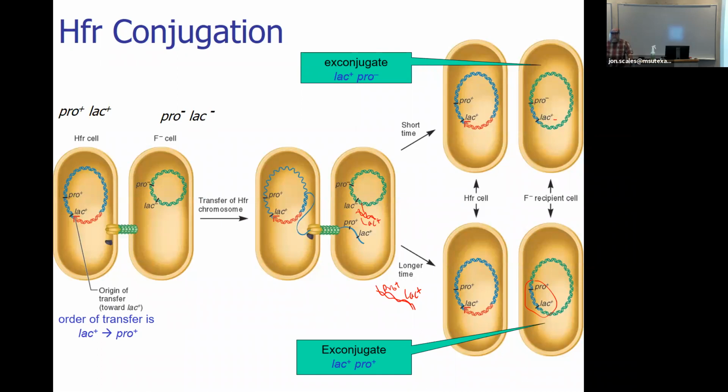So what are you doing? You're basically saying, who was the first in? Lactose. So lactose is here on the chromosome. Who's the second one in? Proline. So it's after it.